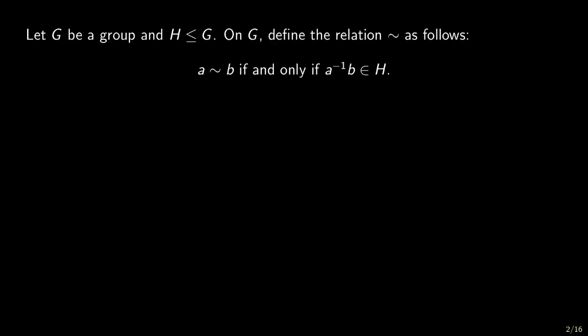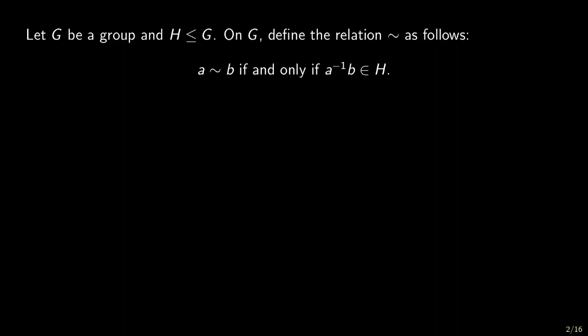Alright, so let's start. So here you have a group G, and I want you to fix a subgroup H. On G, I want you to define a relation using the symbol tilde, which is defined for every pair of elements on G as follows. So A and B are related if and only if A inverse times B is an element of H.